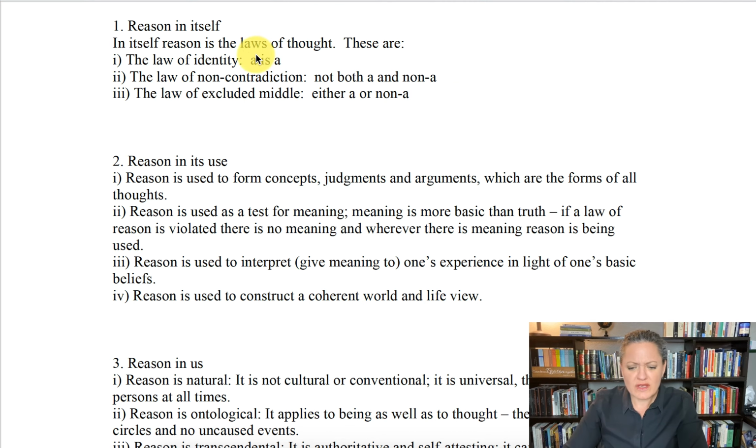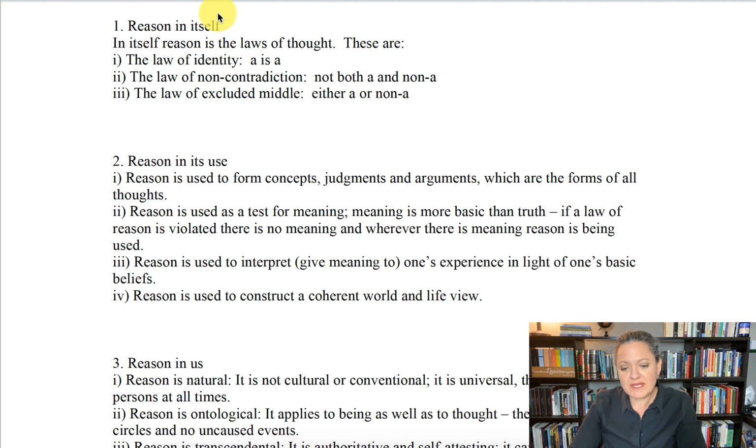But these are laws, and we're going to see that we use these laws every time we think. So the only way to break the law is by breaking your thinking. And I'm going to suggest that's where all of our problems come in. So the laws of thought: the law of identity, A is A. The law of non-contradiction, not both A and non-A. And the law of excluded middle, either A or non-A. Don't overthink it. A just stands for anything or thought.